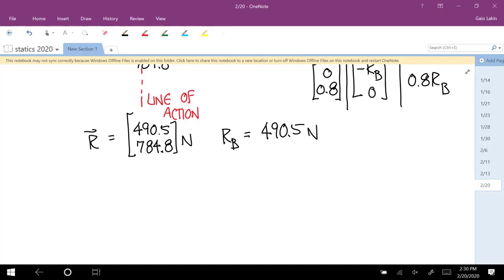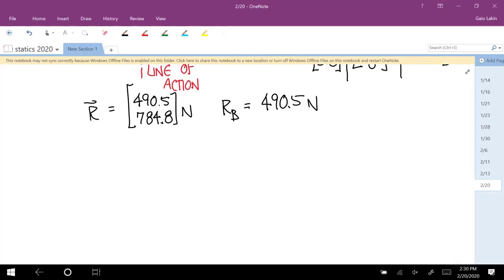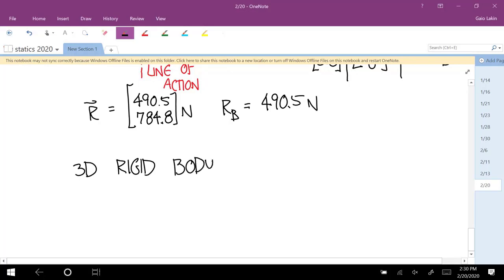Now, we're going to get into three-dimensional rigid body statics. And I have to start by talking about three-dimensional joints.